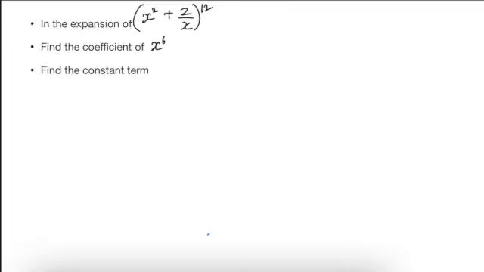Here is the first problem. In the expansion of (x squared plus 2 by x) whole to the power 12, find the coefficient of x to the power 6. When you get such problems, you don't need to expand this binomial.